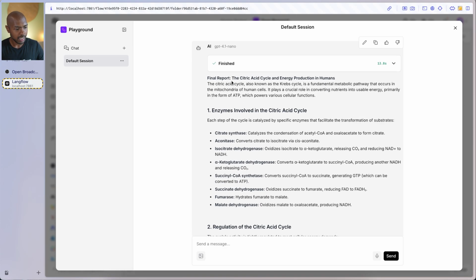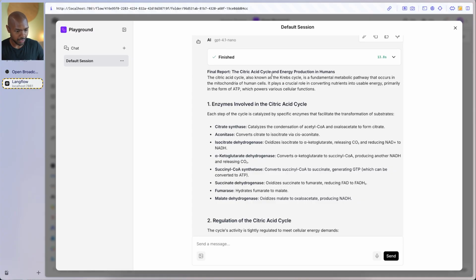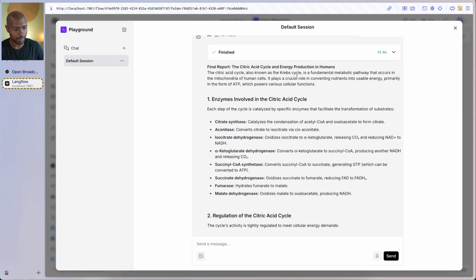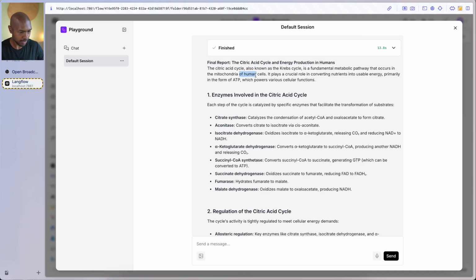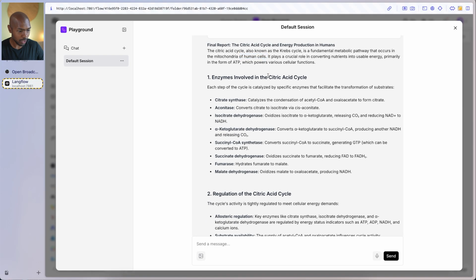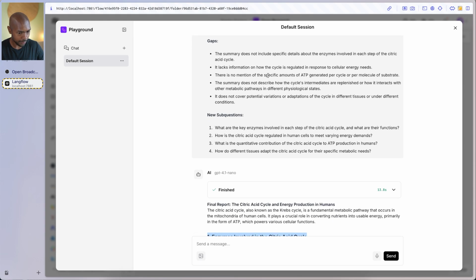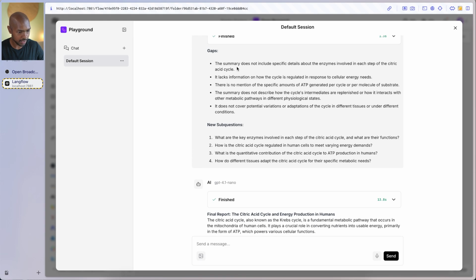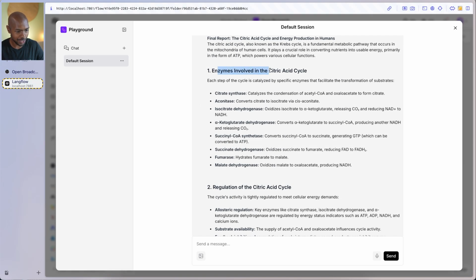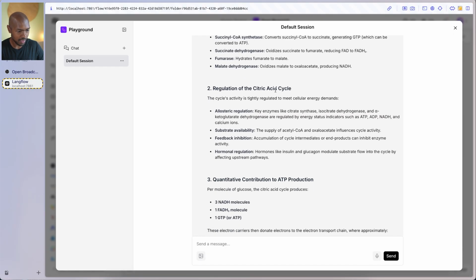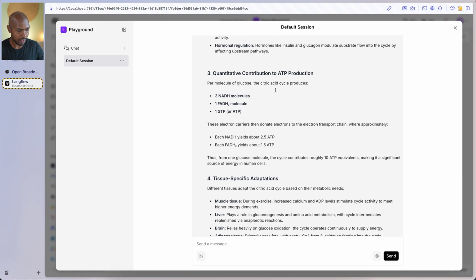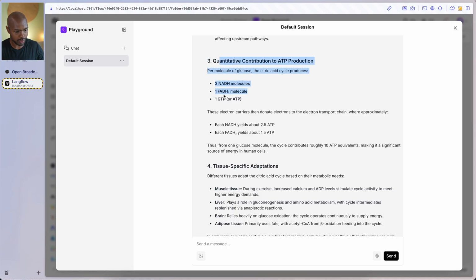So, final report. The citric acid cycle and energy production in humans. The citric acid cycle, also known as the Krebs cycle, is a fundamental metabolic pathway that occurs in the mitochondria, or powerhouse, of human cells. So we cover the enzymes involved because that was a weak point. Check this out. It said here, in one of the gaps, this does not include specific details about the enzymes involved. So straight up, here are the enzymes involved, right? Our agents have done their work. These are the enzymes. This is regulation. And these are what contribute to adenosine triphosphate, or ATP.